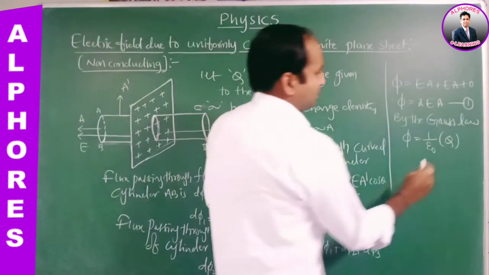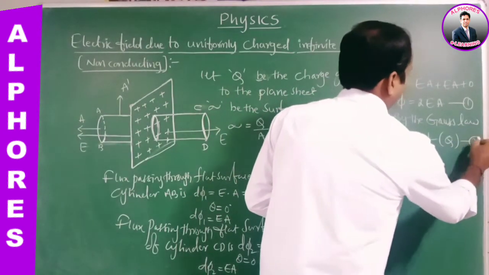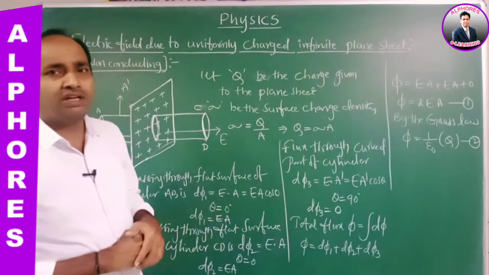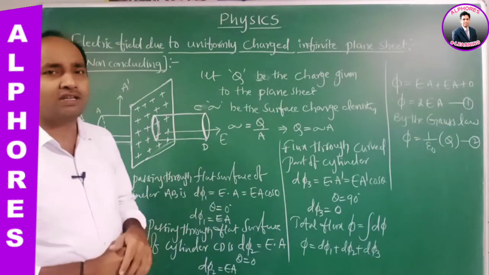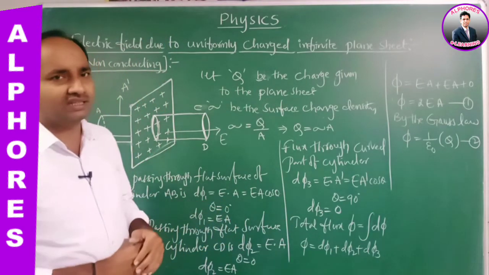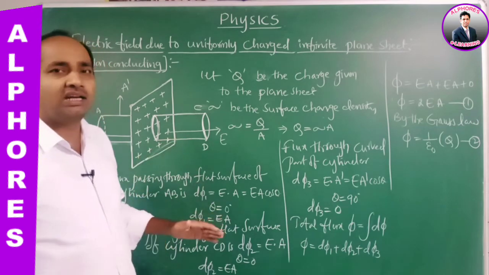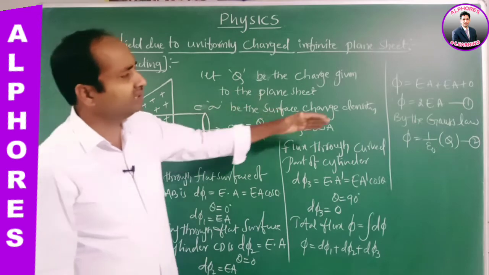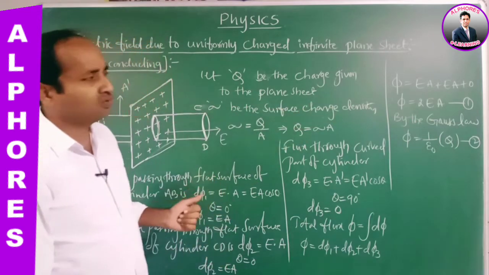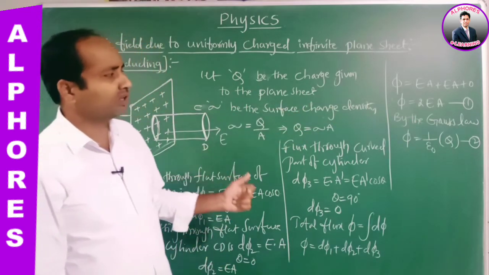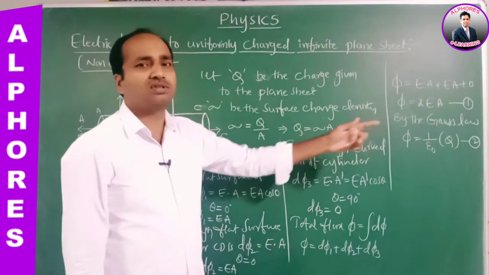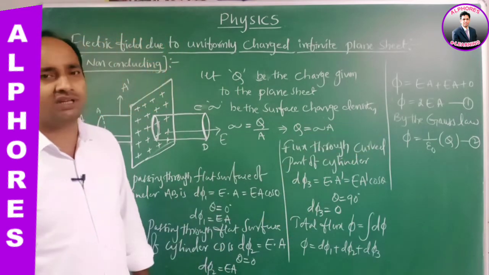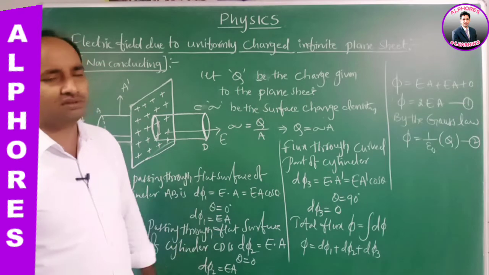Now let us take this as equation number 2. Equation number 1 is the total flux passing through the Gaussian surface. Whenever we calculate the flux passing through this Gaussian surface, we get 2Ea. But according to the statement of Gauss law, the total flux is Phi equals 1 by epsilon naught times the net charge. That net charge is Q.